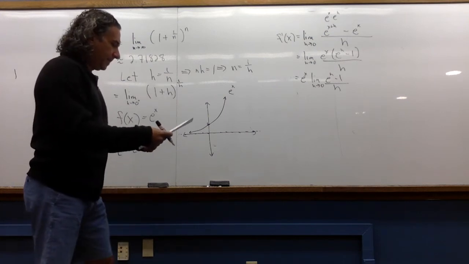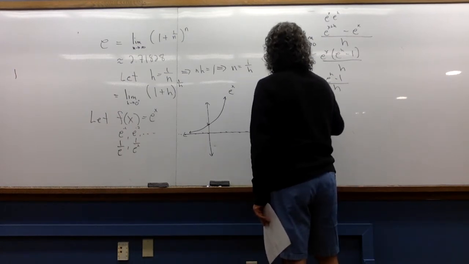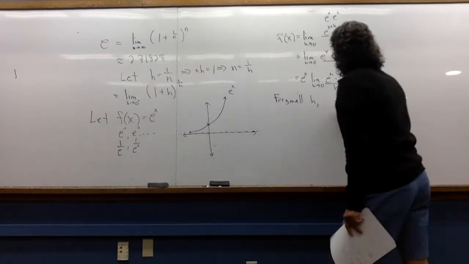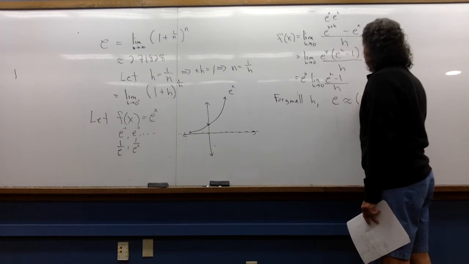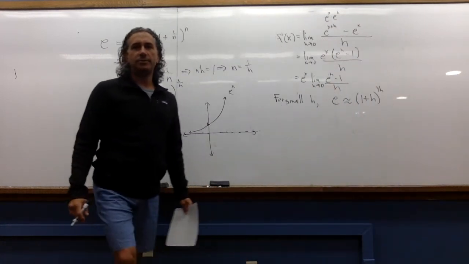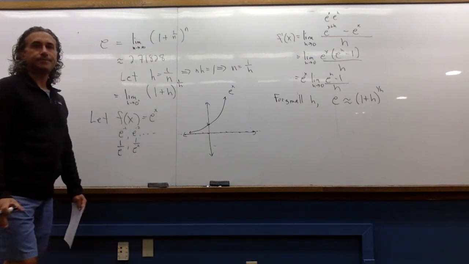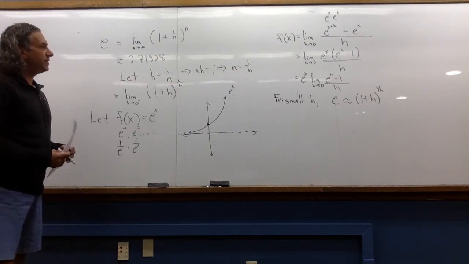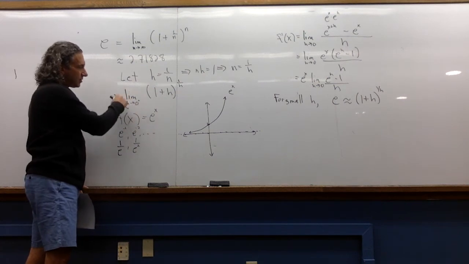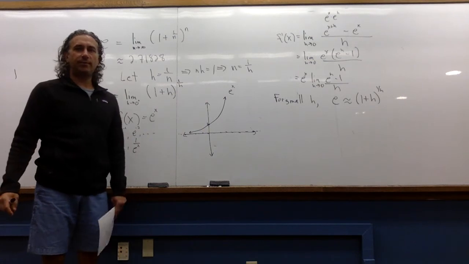Well, for small h, we know that e is approximately 1 plus h to the 1 over h. So pause the video and see if you can explain to yourself why that's true. Well, hopefully you said that e is the limit as h approaches 0. So if h is close to 0, it's going to be approximately this value. So that's where that's coming from.